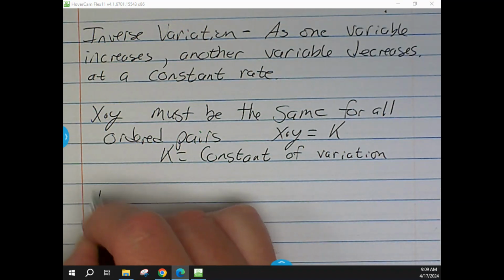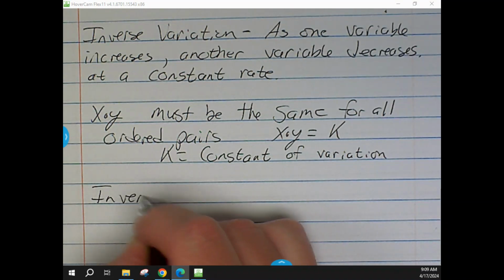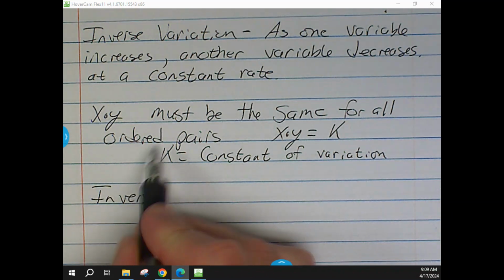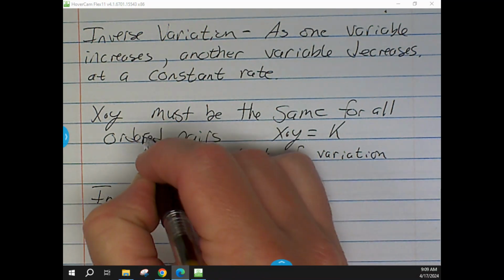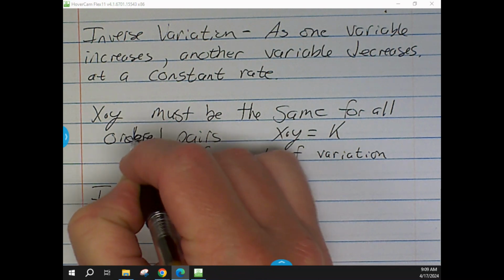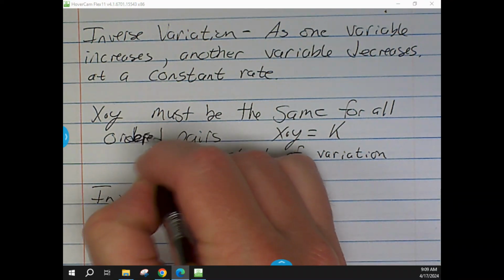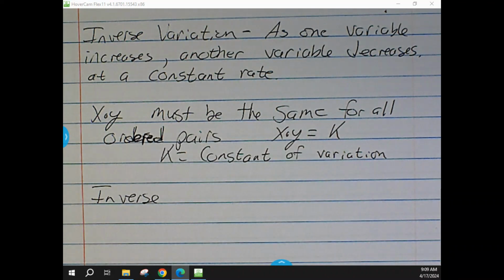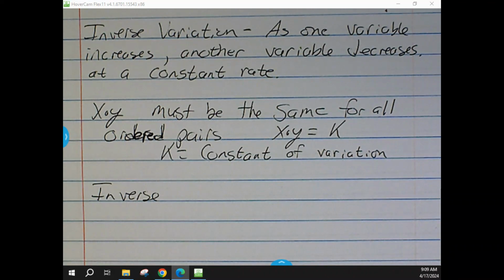Yes. Oh, that says order. Yeah, order pairs. That looks like a B. All right, there we go. Ordered pairs. Yeah, it's not the very best in the world there. So.